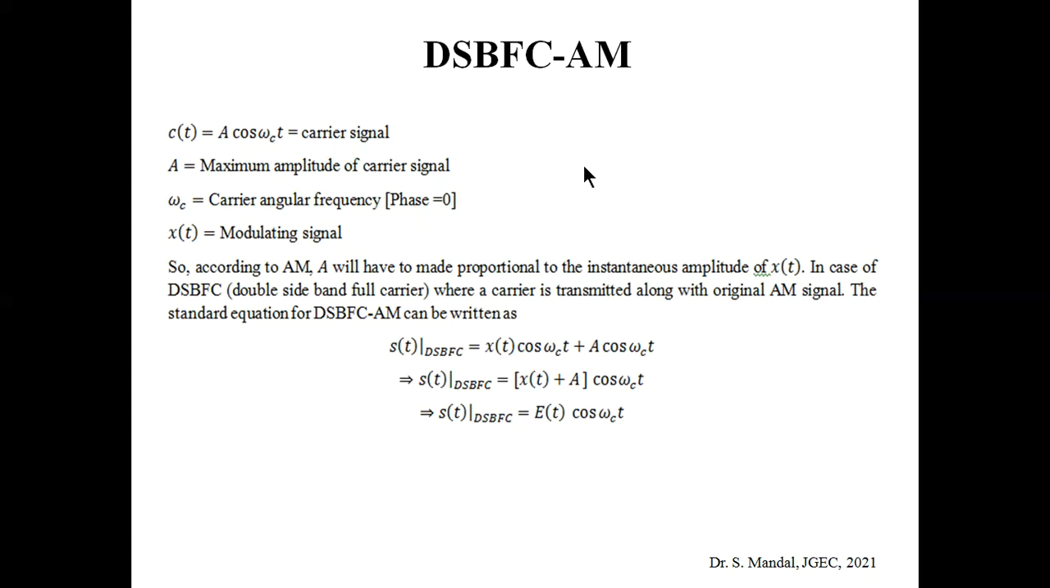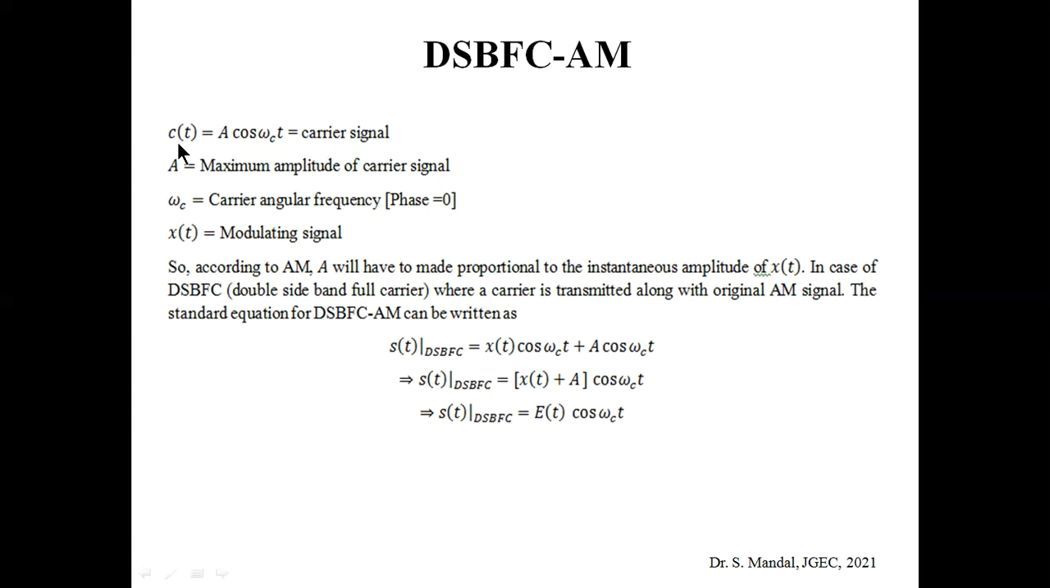We want to find out the basic equation for DSB-FC. So let us consider the carrier signal as c(t). c(t) can be given as A cos(omega_c t). Here A is the maximum amplitude of the carrier signal and omega_c is the angular frequency of the carrier, and we are assuming the phase of the carrier is 0, and again we are assuming x(t) as the modulating signal.